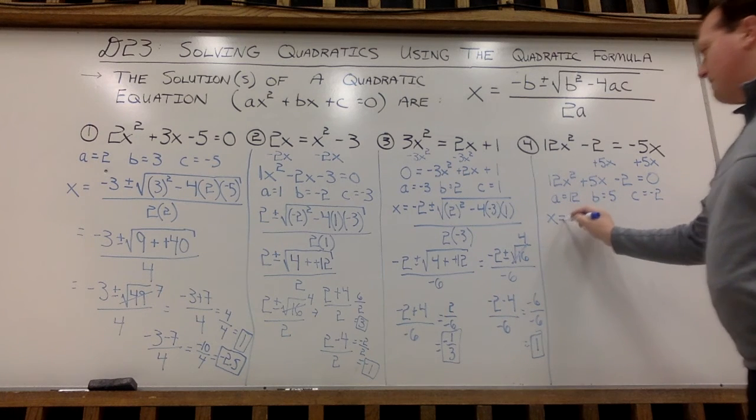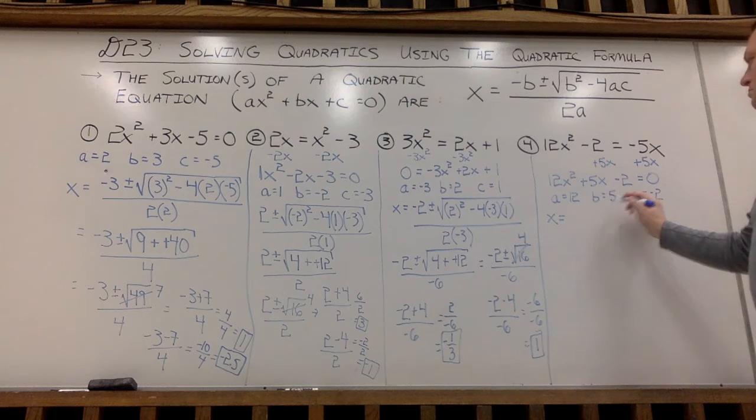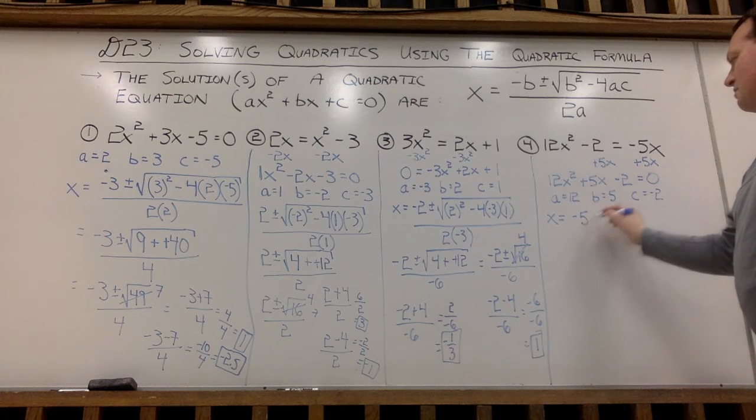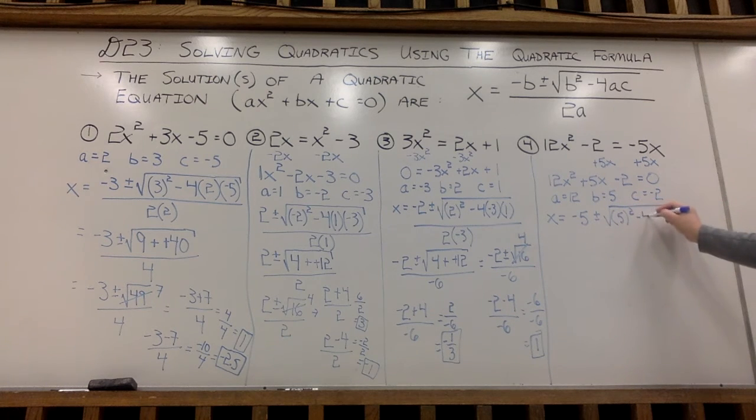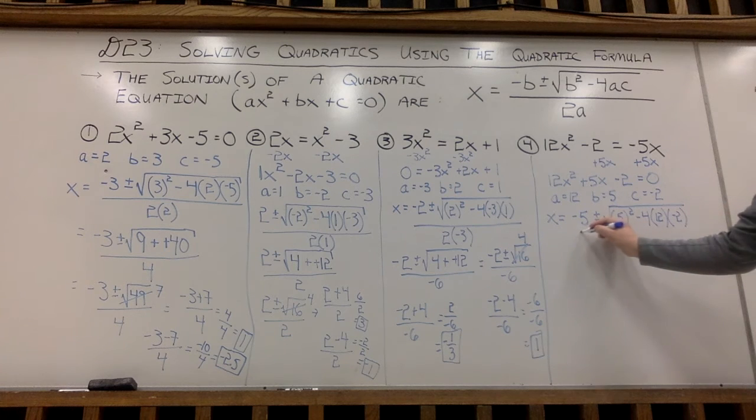Solutions. The opposite of B, so negative 5, plus or minus my square root of B squared, so 5 squared, minus 4 times A is 12 times C is negative 2. And I'll divide this by 2 times A. Whew. 2 times 12. Big denominator. That'll be 24.